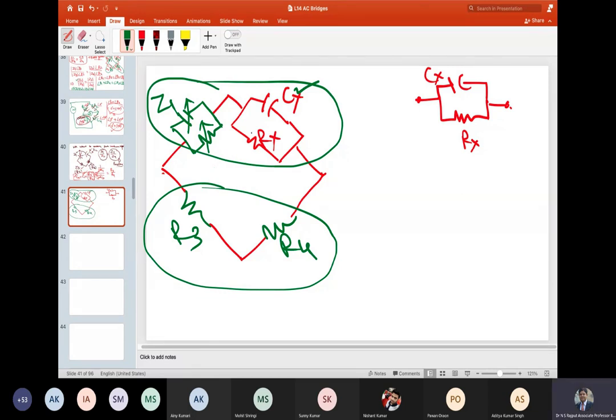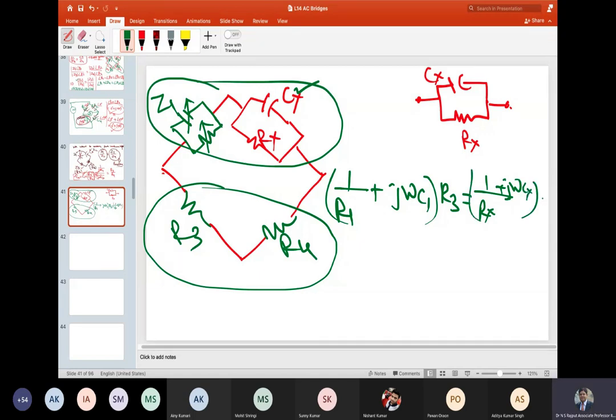So in fact, if I equate it, then I can write 1 by R1 in terms of admittance, right, plus j omega C1 multiplied by R3 is equal to 1 by Rx plus j omega Cx multiplied by R4, right? Sometimes working with admittance helps.